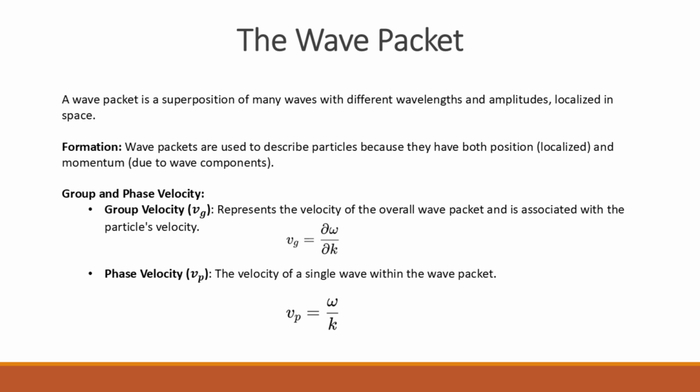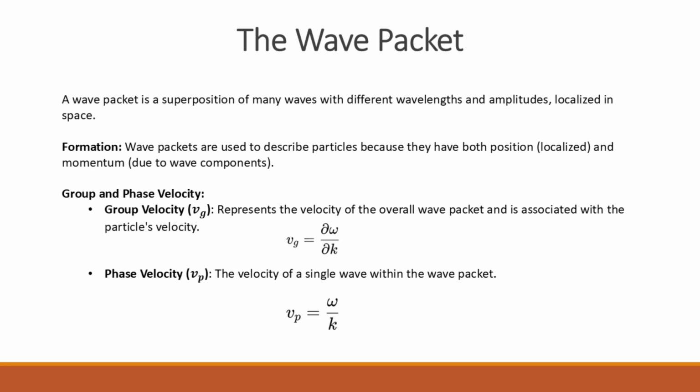A wave packet is a superposition of many waves with different wavelengths and amplitudes, localized in space. This concept is essential in describing particles as it represents both their position and momentum due to the wave components. The formation of wave packets allows us to understand particle behavior in quantum mechanics.